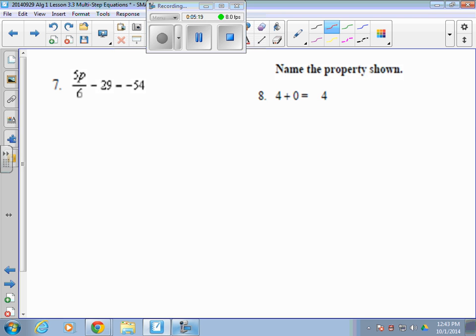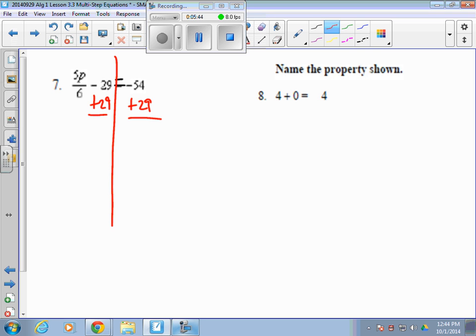Number 7 says 5p over 6 minus 29 equals negative 54. I know that one's kind of jumbled up. It might look small on your paper, so make sure you have that written correctly. It actually looks worse on my screen than it does on the sheets that I handed you. Undo minus 29 by adding 29 first. Again, you have a left side and a right side, add 29. If you add it to the left, add it to the right.